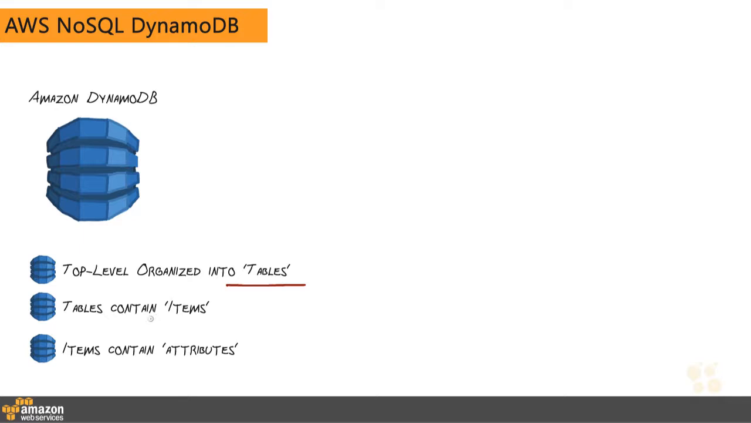Inside of tables, tables are going to contain items, and you can think of items as being sort of similar to a record in a traditional database. If your table is employees, your items are going to be each individual employee.